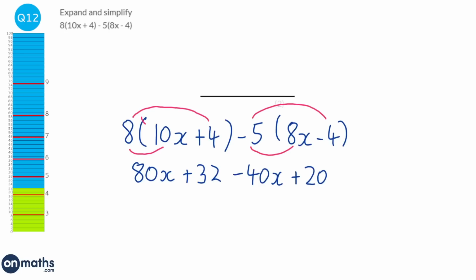A lot of students will write take away 20 there, but that is a minus 5 on the outside of the brackets. So it's minus 5 times the minus 4 there will give you a plus 20. Then 80x take away 40x will give us 40x. And 32 plus 20 would be 52. So our answer would be 40x plus 52.